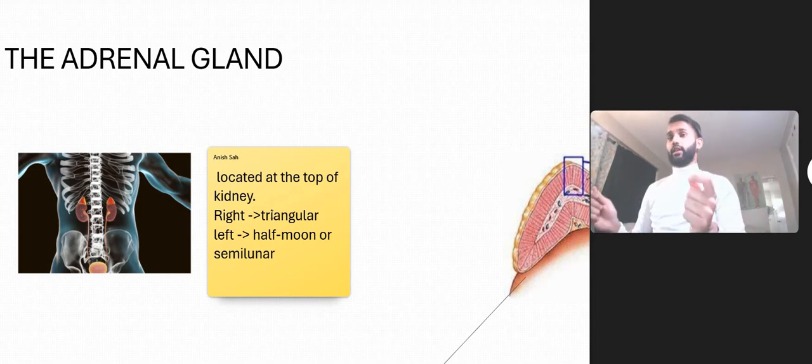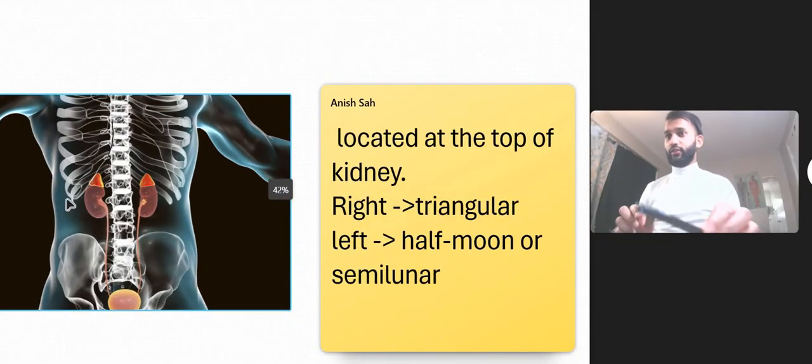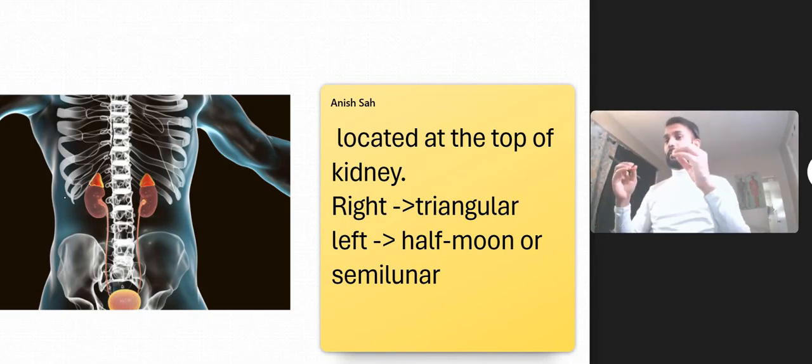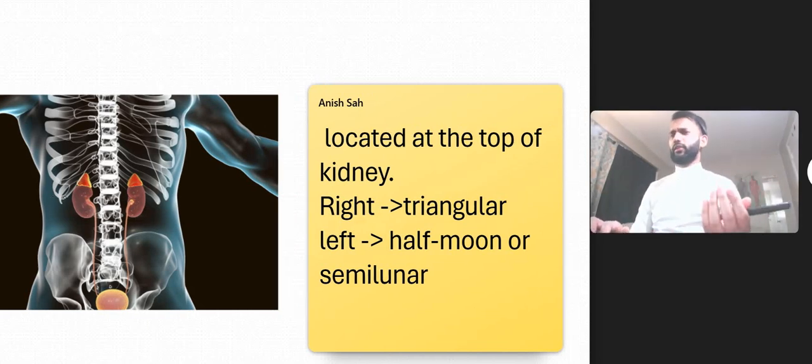Now, let's start with the adrenal gland. What do we need to know about it? Just a brief introduction. The adrenal gland is located at the top of each kidney, and there is a right and a left. On the right side, we see a triangular structure, whereas on the left side, it is semicircular or half-moon shaped. So two things: the adrenal gland sits at the top of each kidney, the right side looks triangular, and the left side looks like a moon or semi-lunar.